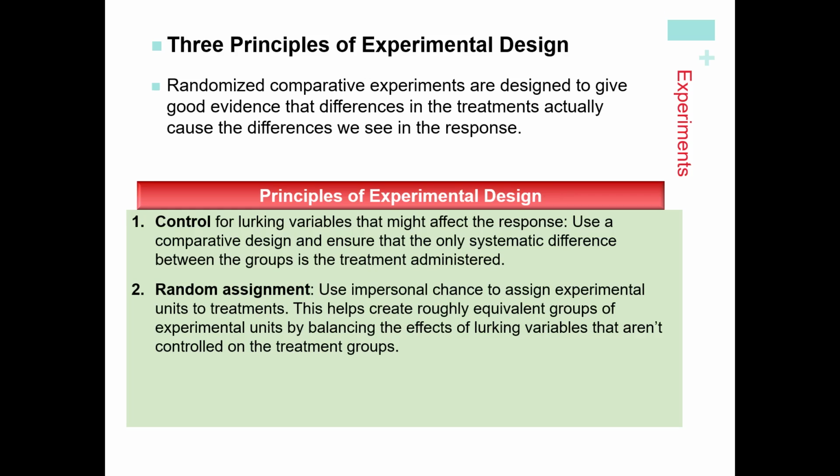Secondly, you want to use random assignment. You want to use impersonal chance to assign experimental group units to treatments. So this is going to help create roughly equivalent groups of experimental units by balancing the effects of lurking variables that aren't controlled on the treatment groups. So you definitely don't want to let your participants self-select into one group or the other, because this is going to tend to lead to bias.